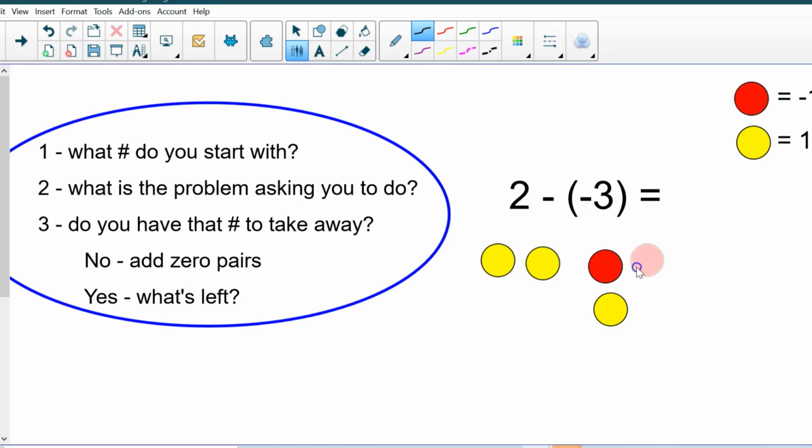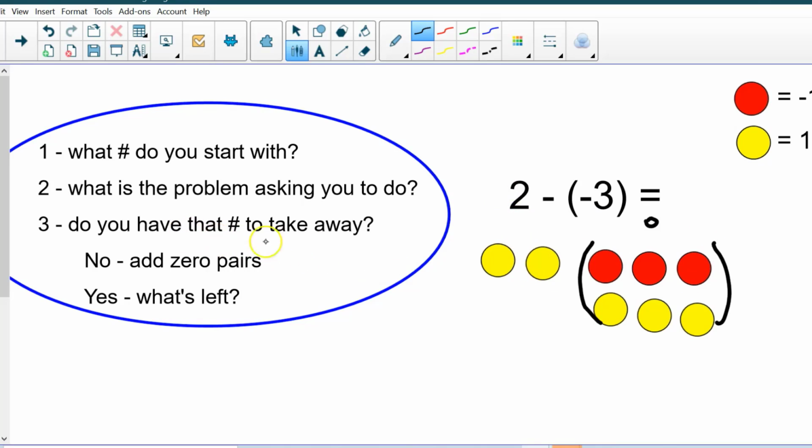So I've got to put on another 0 pair. In fact, how many 0 pairs do I need? 3, right? Because that's how many negatives I want to take away. Okay, so here we are, 2, and this is all of our 0 pairs. So what's that value? That's 0, isn't it? So I still have 2, a total value of 2.